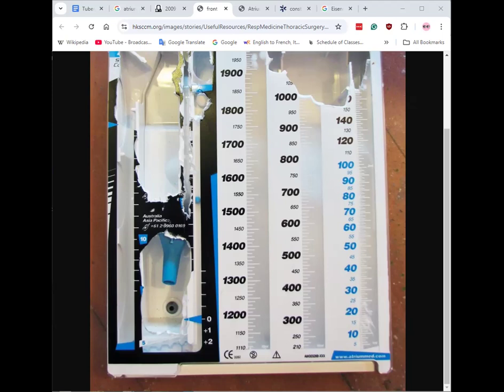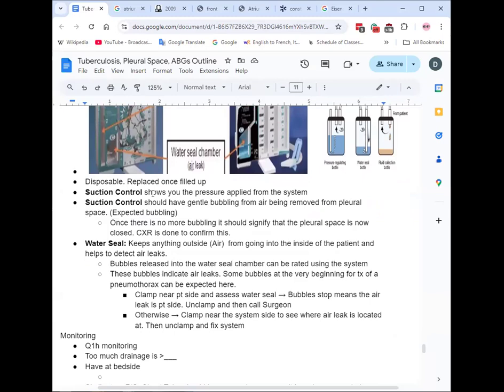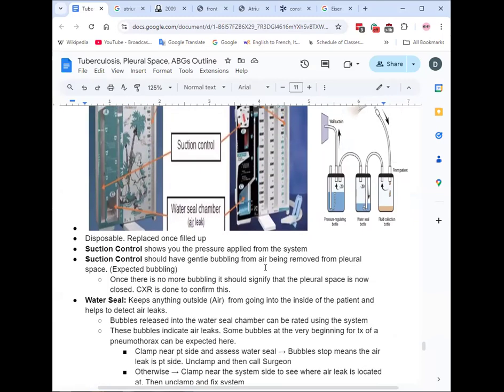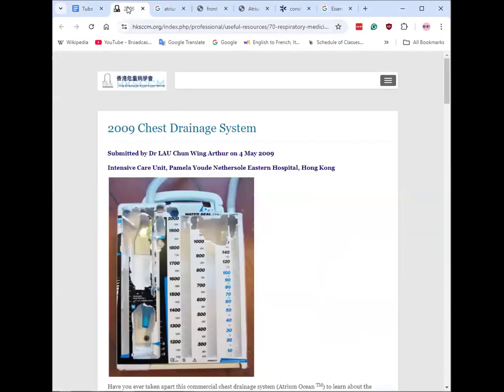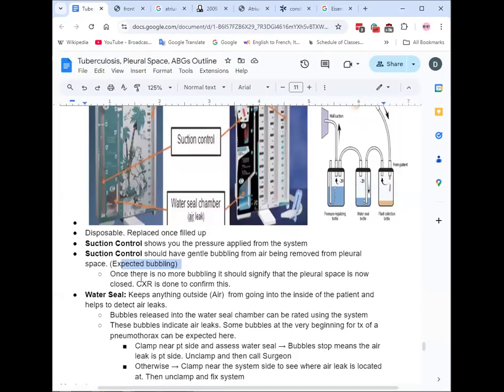But yeah, if we can go back to here. So here's what I wrote down. Suction control, don't worry about the suction control part. That's a suction chamber. We expect there to be some bubbling in the suction chamber. We expect to see some bubbling happening here, but in the ones that are marked here, we don't want continuous bubbling to be occurring, because that could be a sign of an air leak.